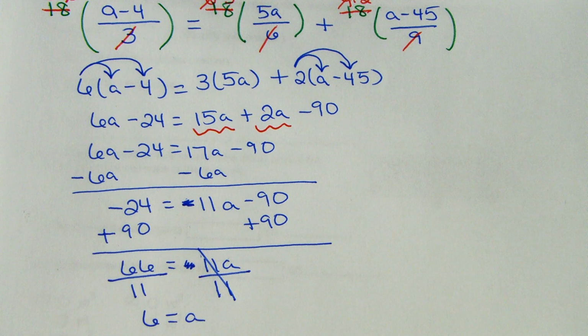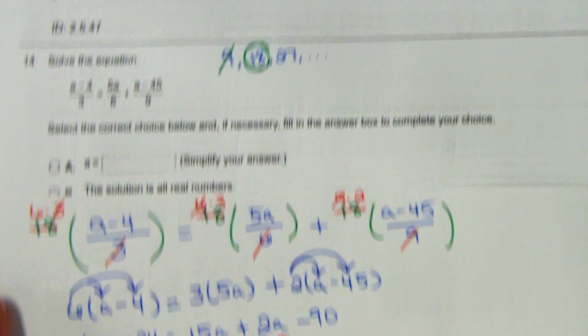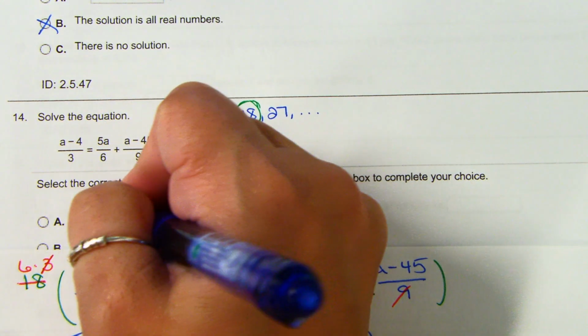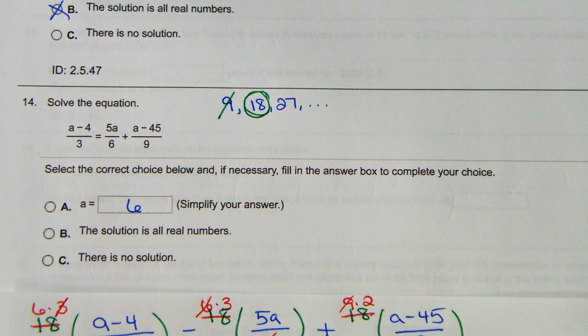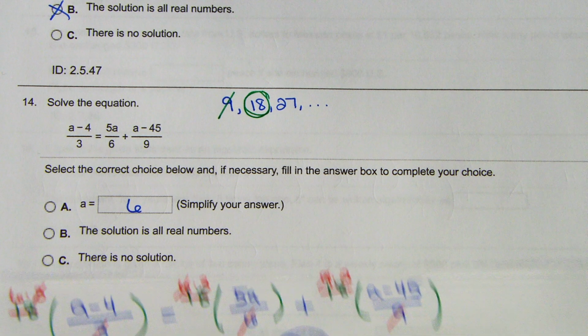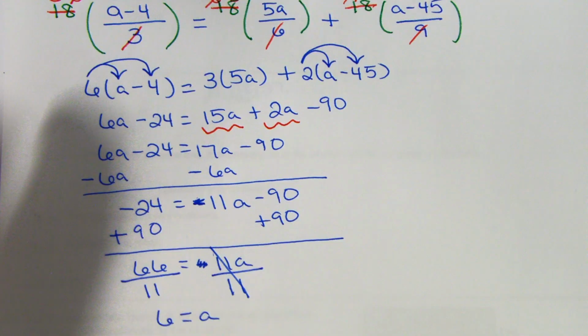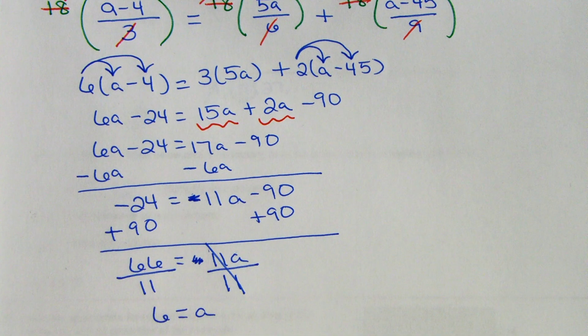Negative 24 plus 90, or 90 minus 24, however you want to look at it, will give me 66 equals negative 11a. Oh, and it's not negative. If you were here, I hope you're yelling at the computer screen, because look at that, I had a positive 17a minus 6a. This is a positive 11, not a negative 11. See those pesky negatives? They'll come up and haunt you.